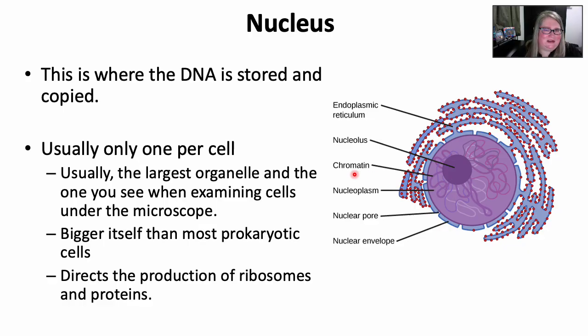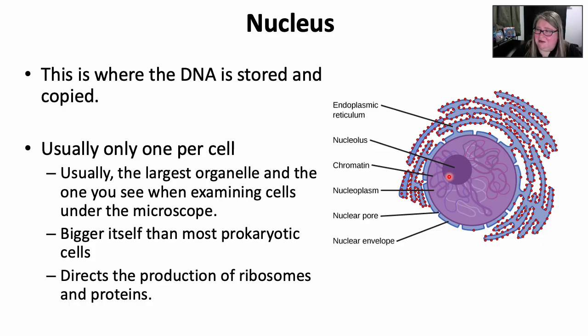We sometimes refer to this as the chromatin. Chromatin and DNA are the same thing. Okay, that's the job of the nucleus, is to store our DNA, but it's also where our DNA gets copied or replicated. So we talked about the surface area to volume ratio problem that cells have in lecture 2.